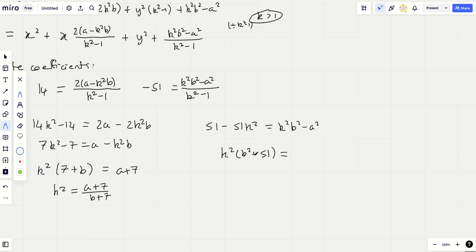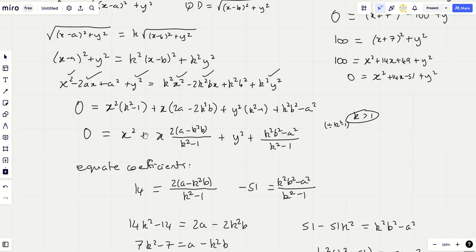Oh, look, sign error. It's easy to make sign errors in this, but when you know the answer, at least you can easily find your mistake, because we do know what we're trying to end up with here. So add that onto that side, add that onto that side, we get 51 plus a squared, and there we go. We've got k squared is, and this looks familiar, a squared plus 51 over b squared plus 51. I'm pretty sure that's what we had up here, isn't it?